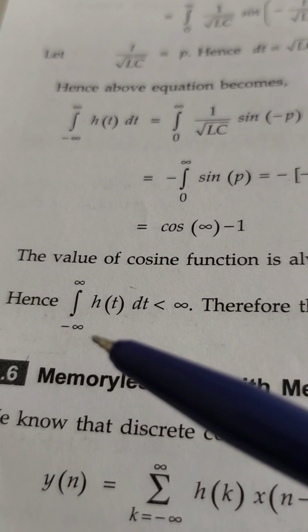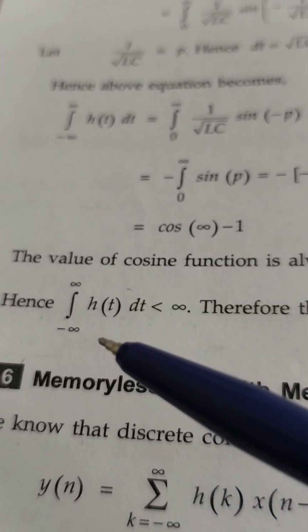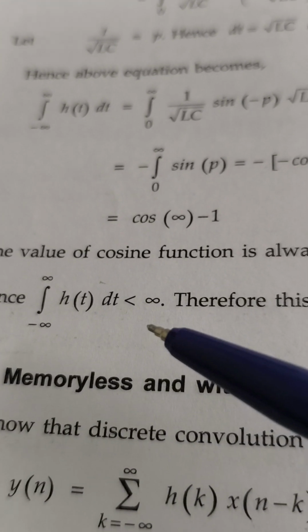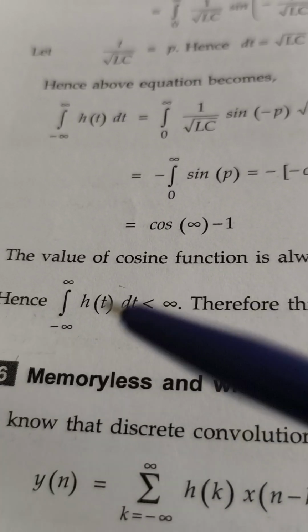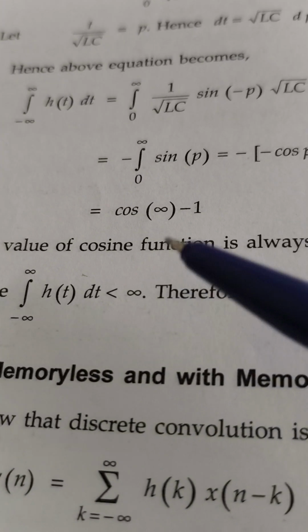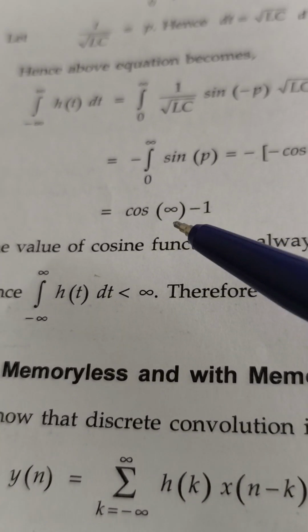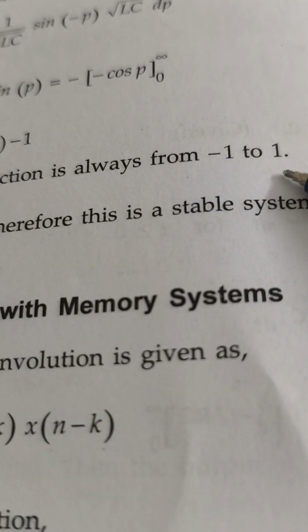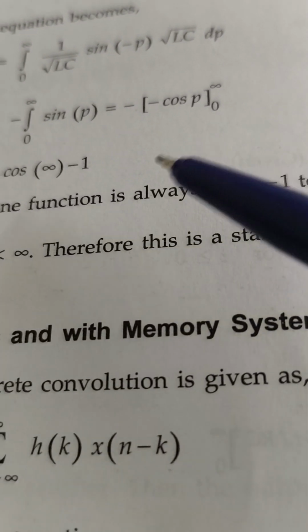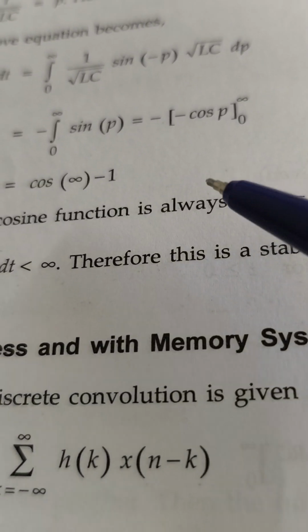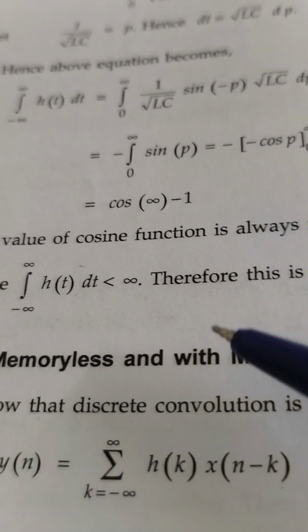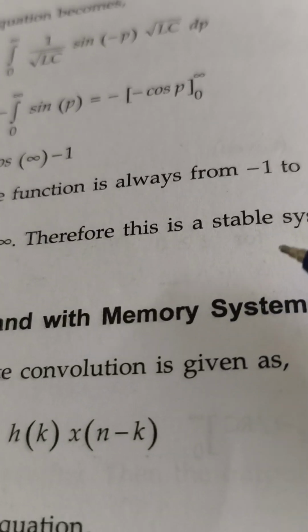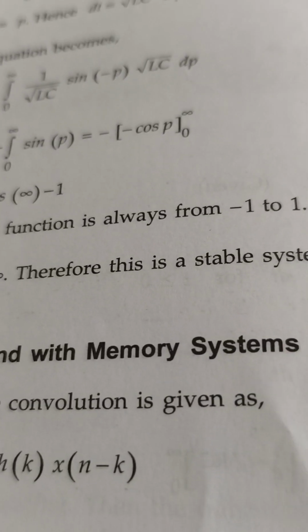Hence, the integration from minus to plus infinity of h of t dt is always less than infinity. Why? Because the cosine function of any value is in between minus 1 to plus 1. Whatever it is, it is between minus 1 to plus 1, which means it will definitely be less than infinity. Therefore, this is a stable system.